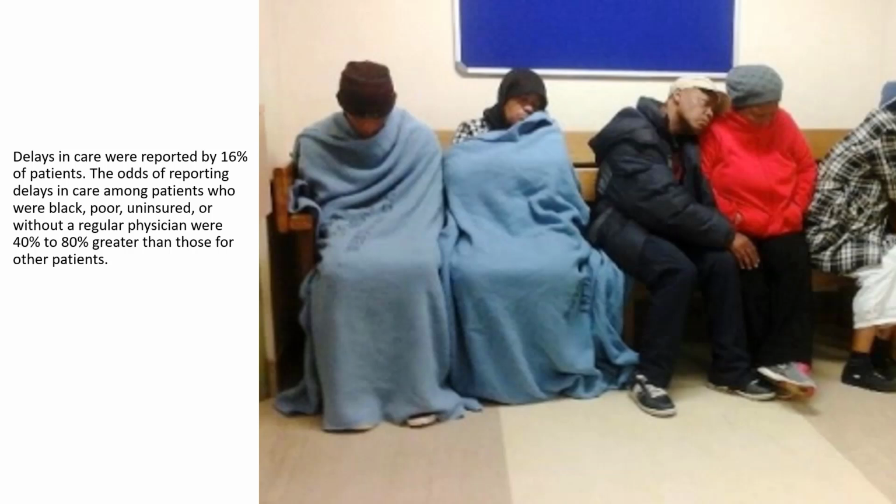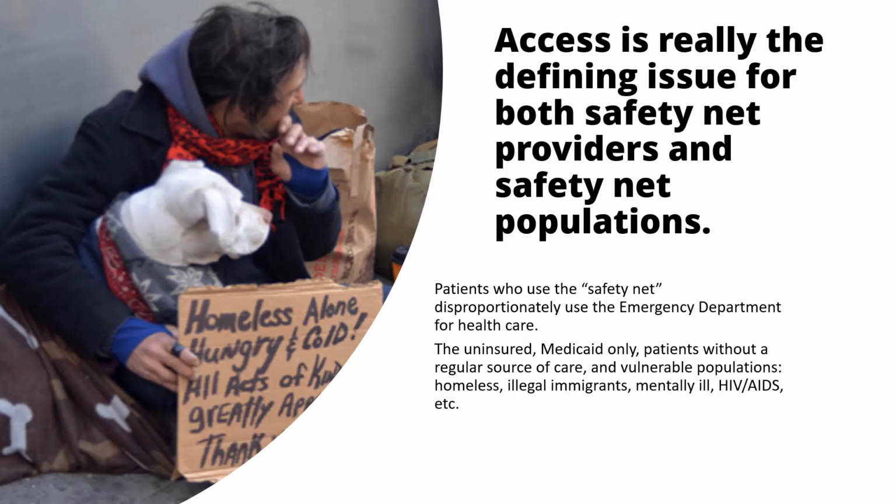The odds of reporting delays in care among patients who were Black, poor, uninsured, or without a regular physician and did not have a true emergency were 40 to 80% greater than those for other patients. Access is really the defining issue for both safety net providers of healthcare and safety net populations. Patients who use the safety net disproportionately use the emergency department for their healthcare needs.